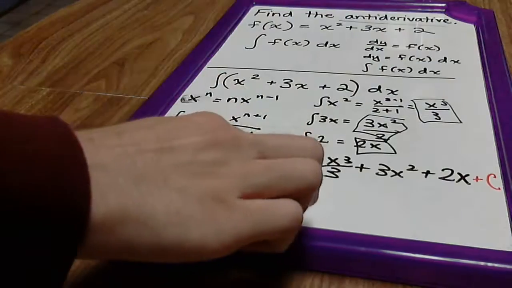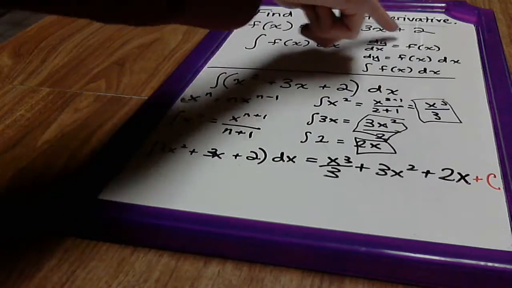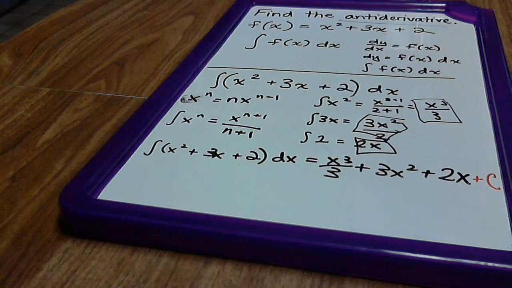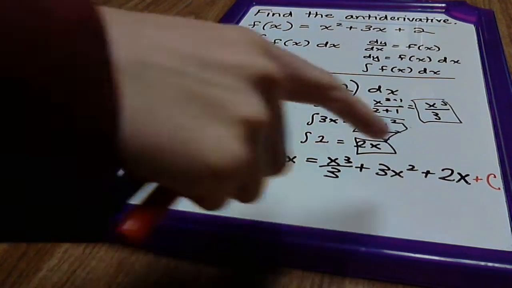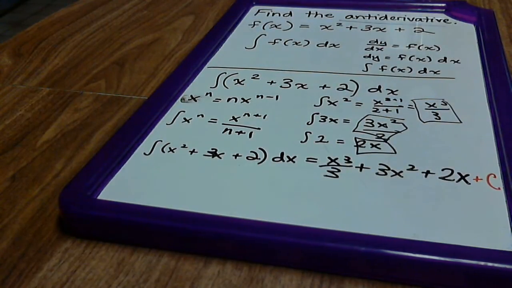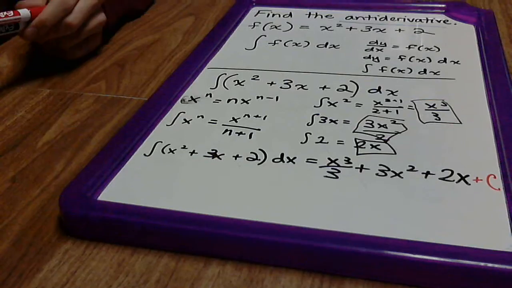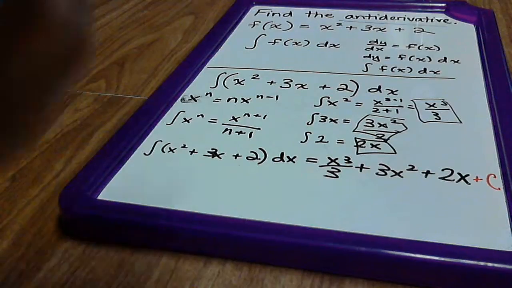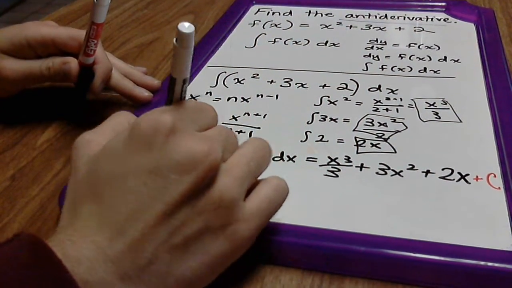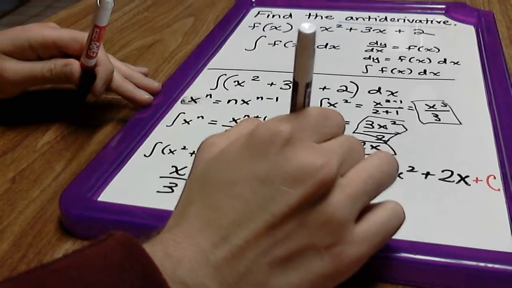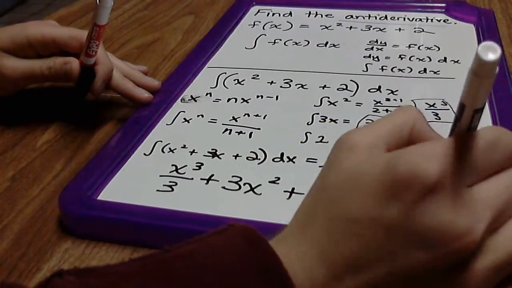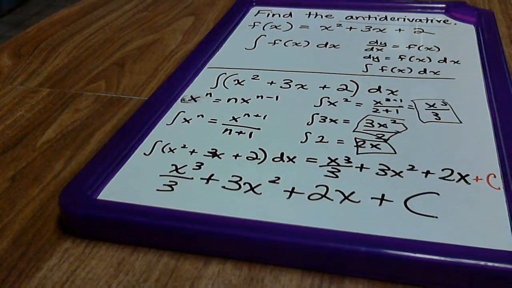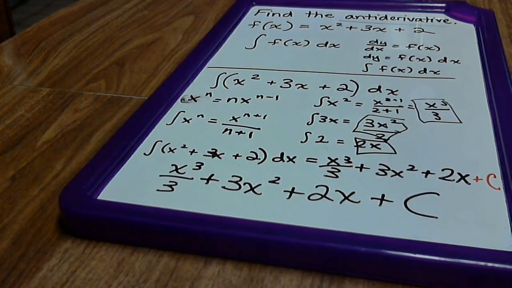Any constant value c, and we could take the derivative of this and still come back to x squared plus 3x plus 2. Because we know that the derivative of a constant is 0, it doesn't matter what c is, but we need to note that it's there. So anytime we have an indefinite integral, we have to add on plus c. So our final answer then is x cubed over 3 plus 3x squared over 2 plus 2x plus constant c. And that is how you'd find a basic indefinite integral.